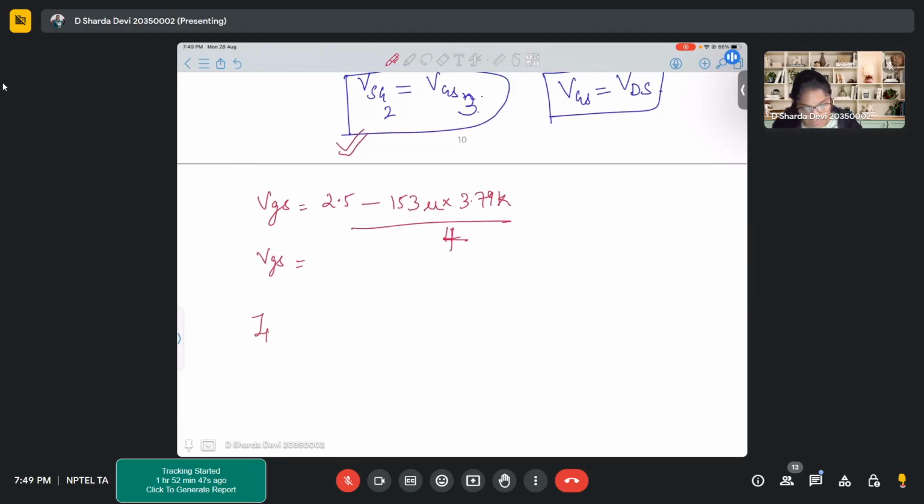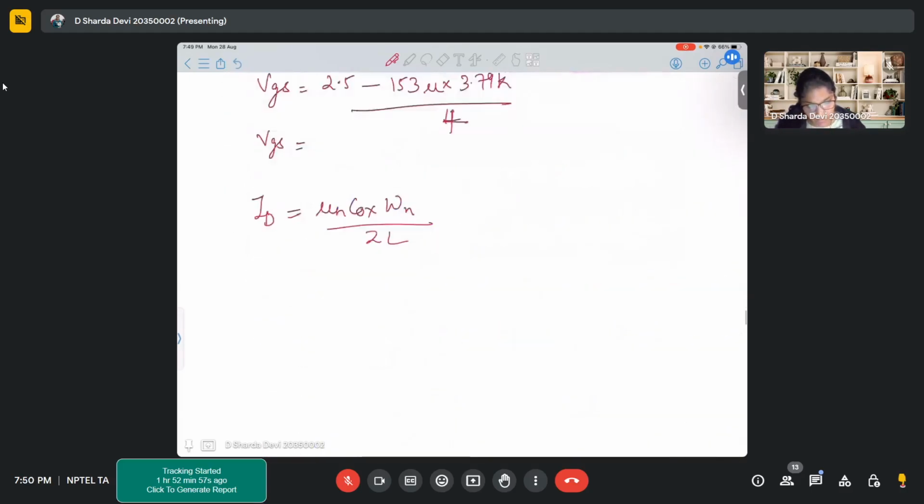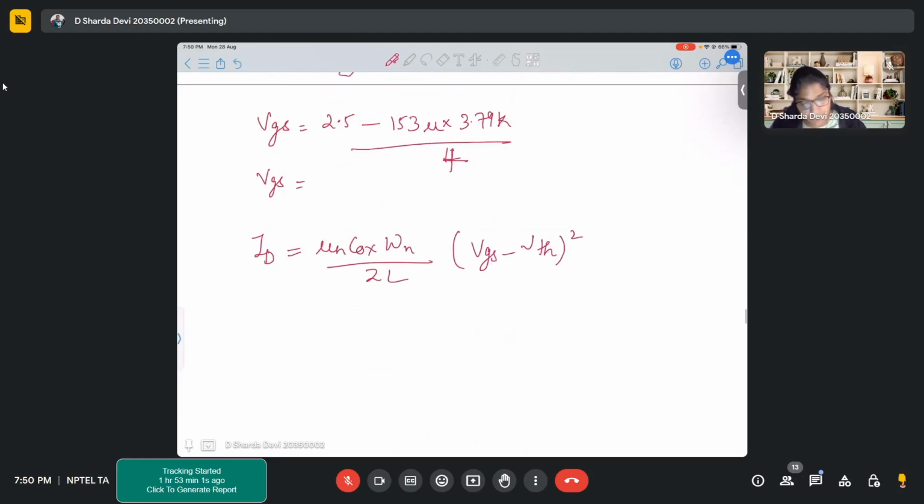Then once you know the value of VGS, ID is how much? Mu n Cox Wn by 2L, VGS minus VTH whole square. Wn is what we want. VGS is 0.48? Yes. Okay. So your transistor is turned on because it is greater than VTH. So always keep that in mind, whether the values you are calculating are correct or not. So yeah, VGS we found out.